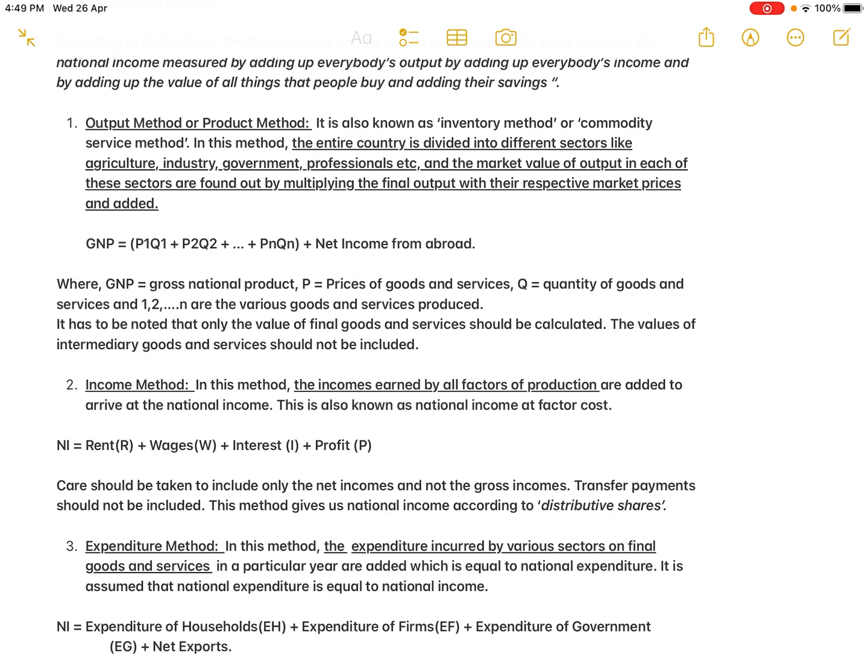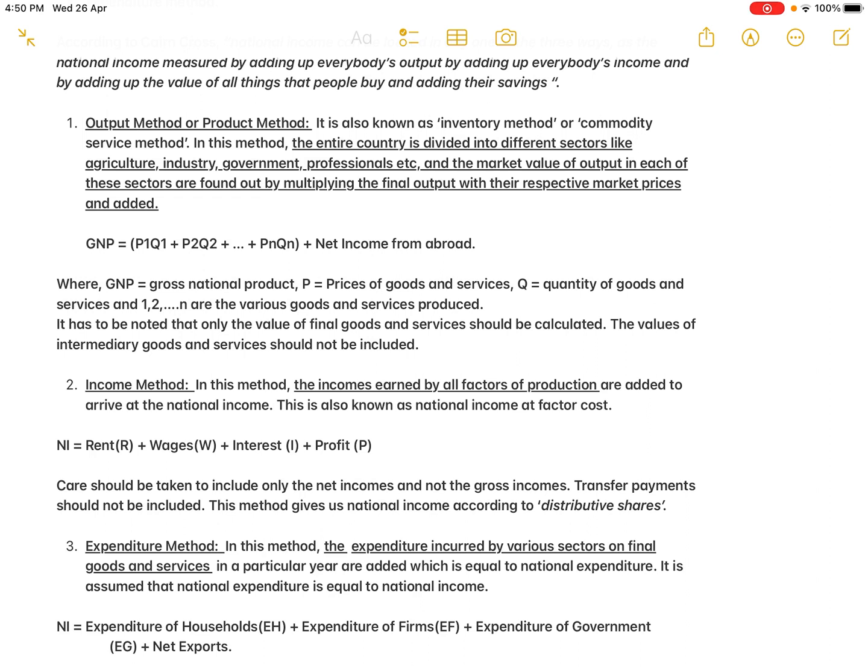Okay, so in each and every one of these methods, some caution has to be taken. So what caution here? It has to be noted that only the value of final goods and services should be calculated. The values of intermediary goods and services should not be included, because if you are taking the intermediary good as well as the final good, then we will be calculating twice.